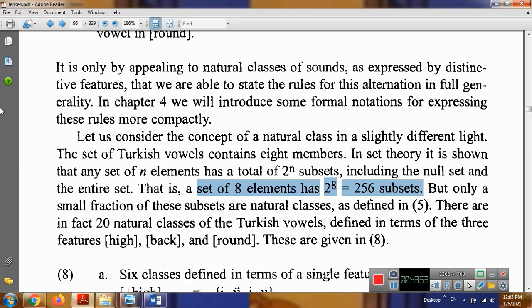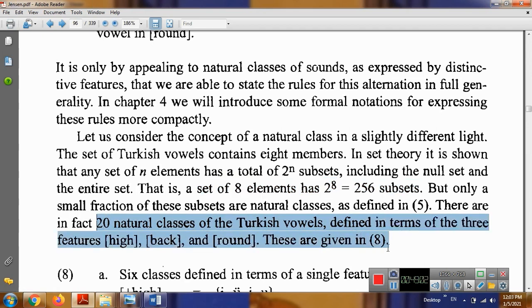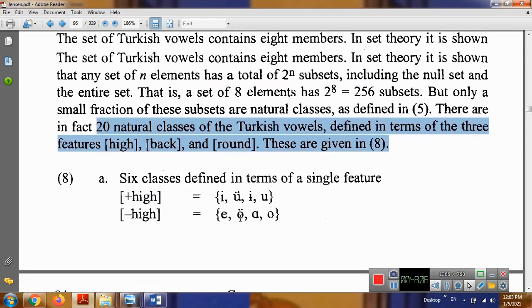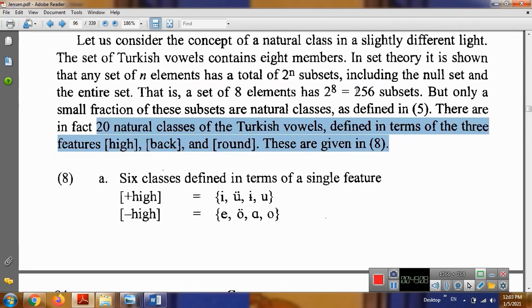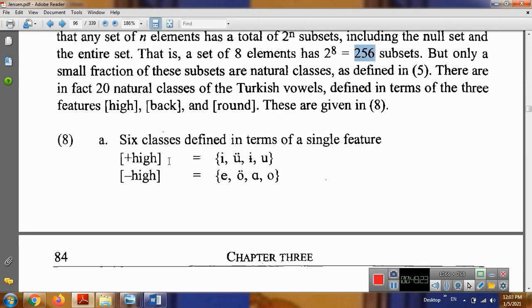But only a small fraction of these subsets are natural classes, as defined. In fact, there are 20 natural classes of the Turkish vowels defined in terms of the 3 features: high, back, round. For Turkish, we can have 256 subsets of the vowels, but in fact, just 20 of them are acceptable in Turkish.